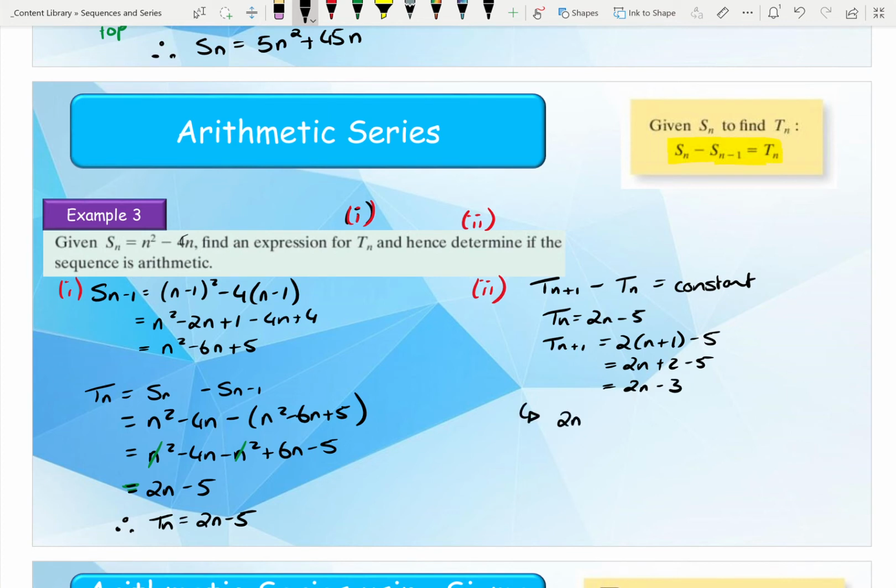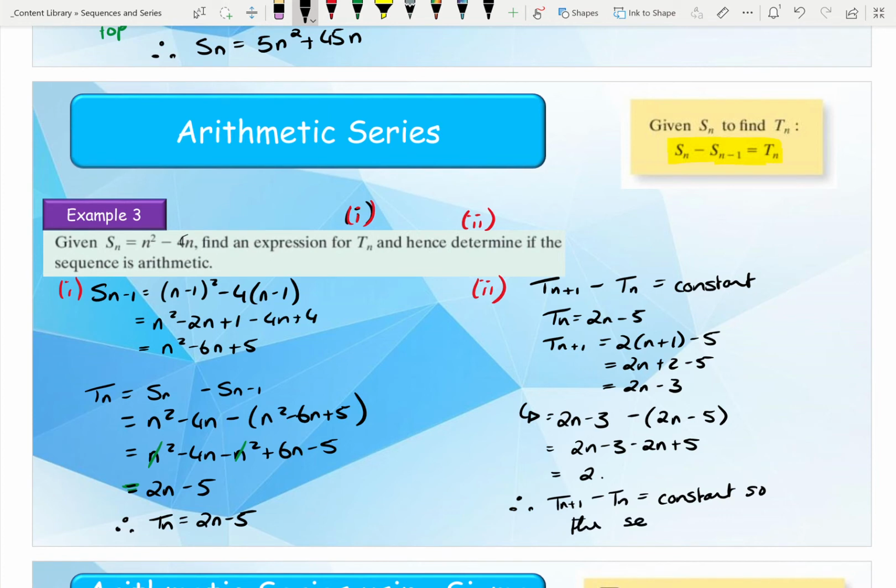Tn plus 1 would be 2n minus 3, minus tn, which is 2n minus 5, and we'll see what it equals. So that gives me 2n minus 3 minus 2n plus 5. So my 2n's cancel. I get 5 minus 3 is 2, which is a constant. So therefore, tn plus 1 minus tn is equal to a constant. So the sequence is arithmetic. Okay? So again, that brings back in something we did in the first video.